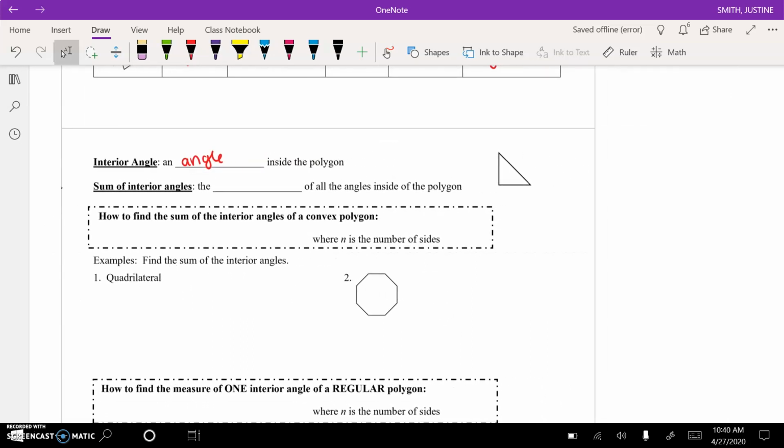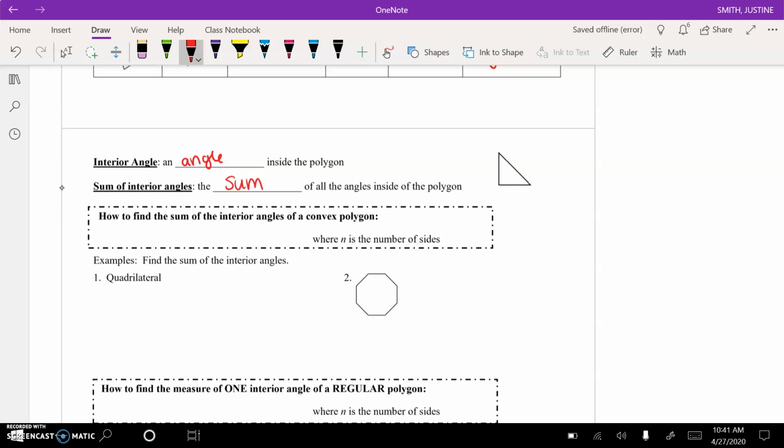Okay, so an interior angle is just an angle that's inside of a polygon. And we also know the sum of the interior angles is just the sum of all the angles inside of the polygon. Okay, so this is how to find the sum of the interior angles of a convex polygon, where n is the number of sides that it has.